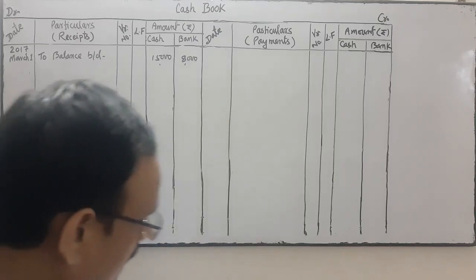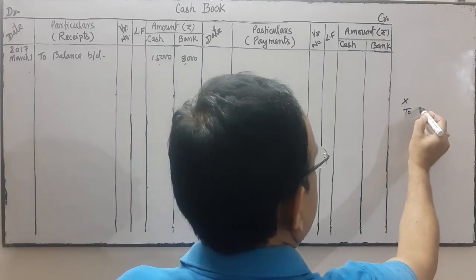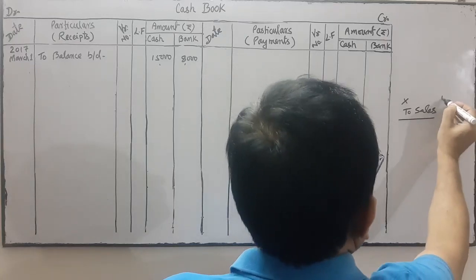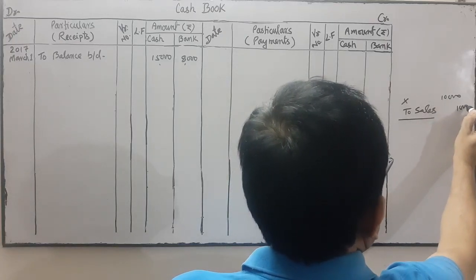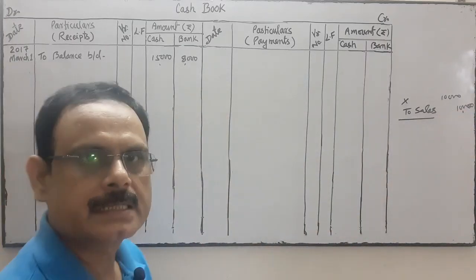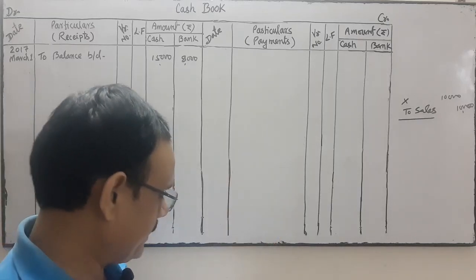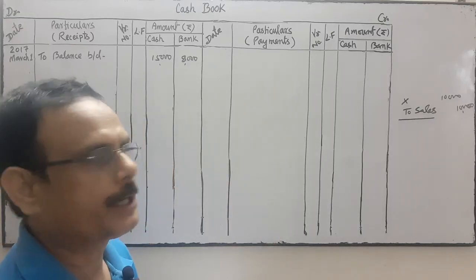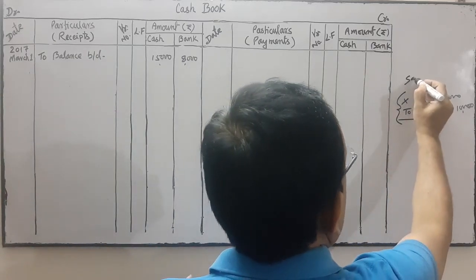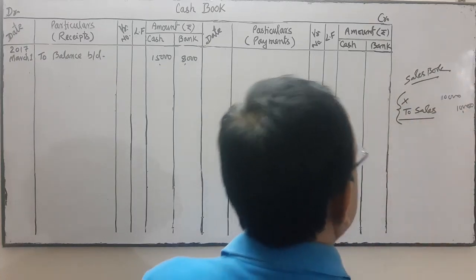Next is sold goods to X on credit. So the entry is X account debit to sales account. Sold goods to X on credit for rupees 10,000. In which book will this transaction be recorded? In the sales book, because it's a credit sale. So a credit sale of goods will be recorded in the sales book, not in the cash book.